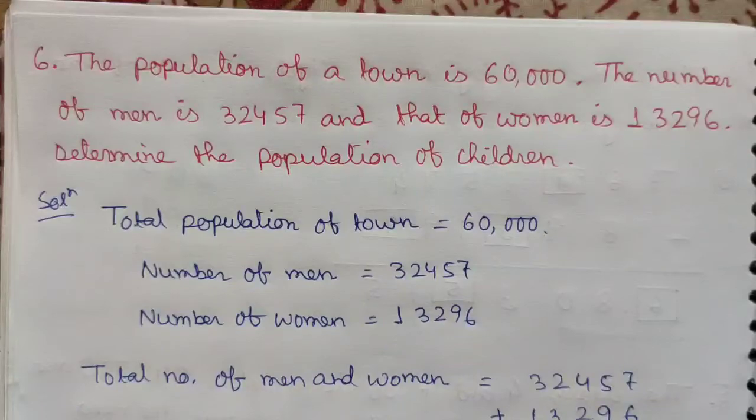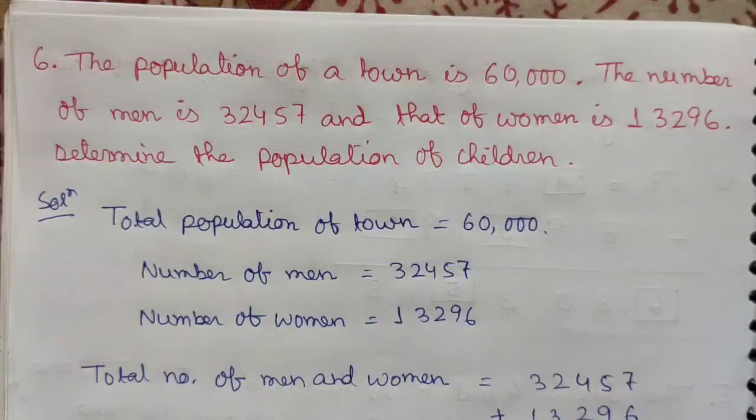Now let's move to our sixth question. That is, the population of a town is 60,000. The number of men is 32,457 and the number of women is 13,296. Determine the population of children. So in case of population, what does it mean? There will be men, there will be women, and there will be children, right? So total population is 60,000.